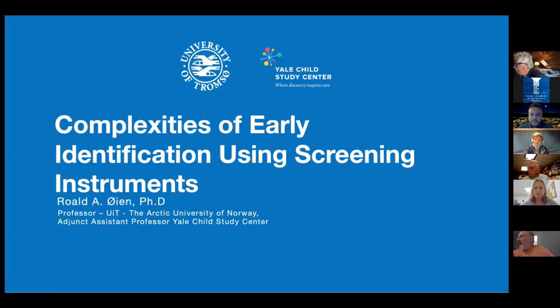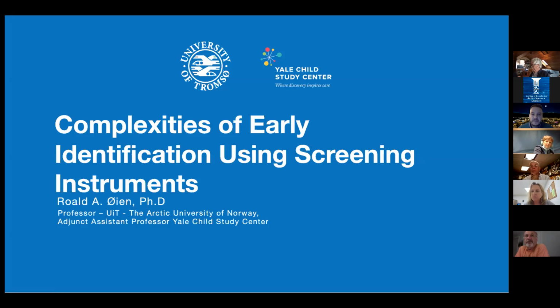I have a PhD in psychology, and I am a professor of child development at the Department of Special Education. And then I'm also an adjunct assistant professor at the Yale Child Study Center, and Fred Volkmar was my supervisor. So that's short about me. I also have a daughter with autism that is 14 years of age. So both parent and professional.